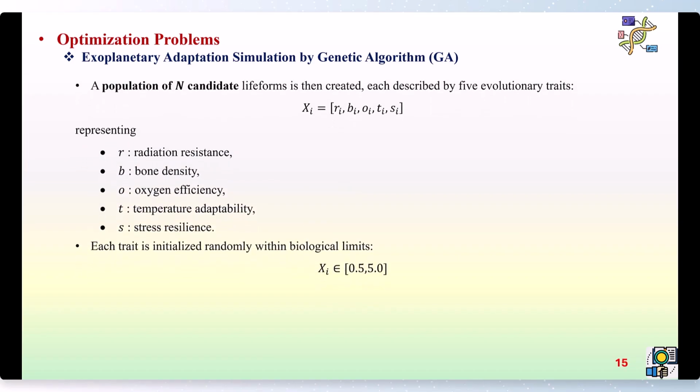A population of n candidates, life forms, is created, each described by 5 evolutionary traits or features, which are stored in the variable X, with R, B, O, T, and S, where R is radiation, B bone density, O oxygen efficiency, T temperature, and S stress resilience. Each feature is initialized randomly within biological limits, from 0.5 to 5.